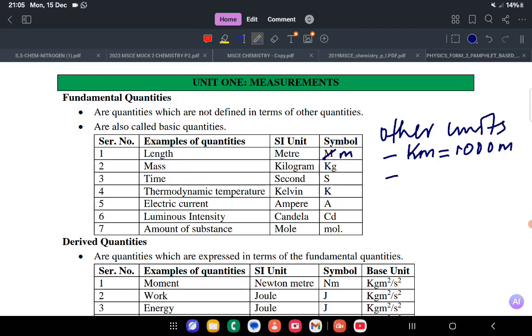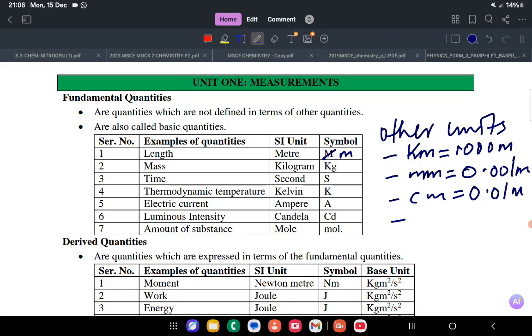You have a millimeter, which is the same as 0.001 meters, centimeters, and so on. A centimeter is 0.01 meters, and many others. All right, these are the common ones.